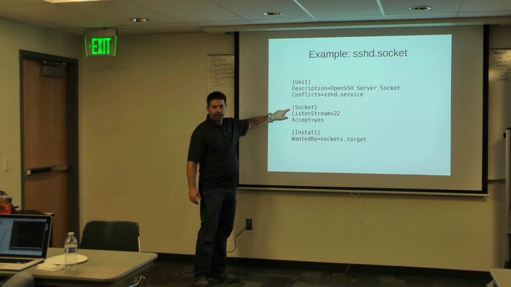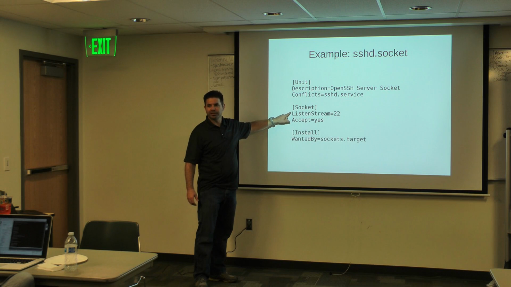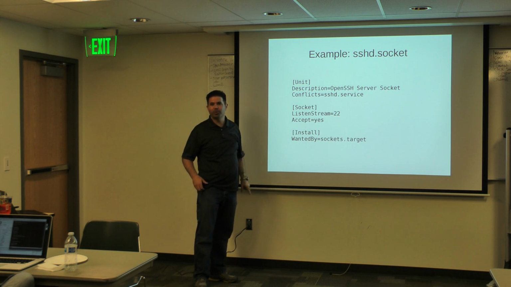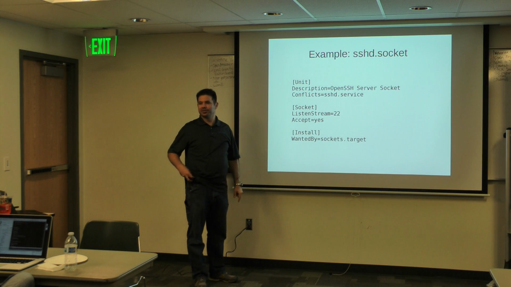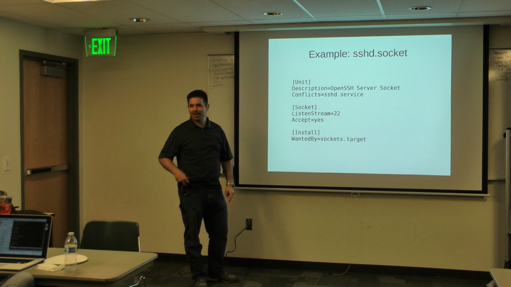In here we say we want an internet socket on port 22. Systemd is going to listen on port 22 and just buffer up whatever gets. Ryan is head blown here.